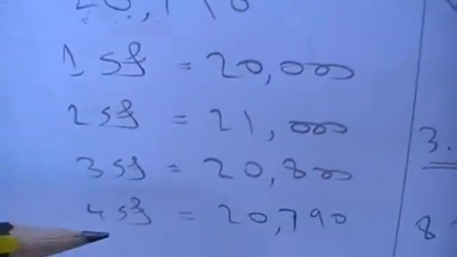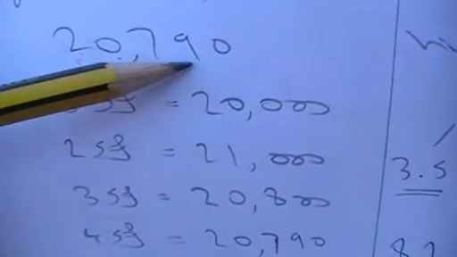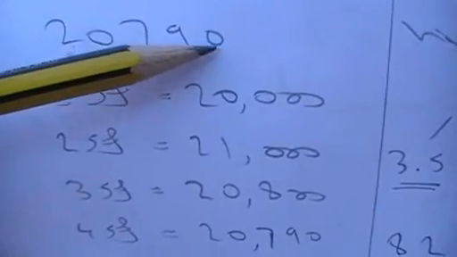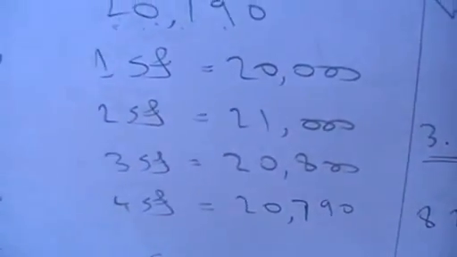20,800. And 4 significant figures, 1, 2, 3, 4. Well, you don't do anything with that 9, because this number here is less than 5, so you just leave that as it is.